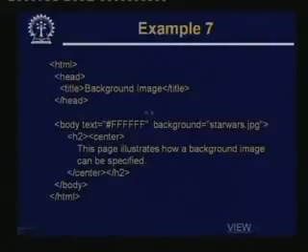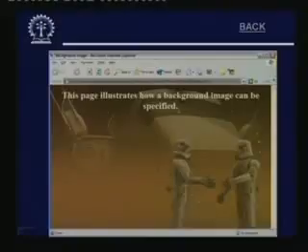And the last example shows how to include a background image. So, in the body, instead of the BG color, we have given a background with an image file starwars.jpg, and with some text. If this page is displayed, the background will be the Star Wars image, and on top of it you have the text in white, whatever you have specified. In this way you can specify any image in the background when you are displaying a text in the foreground.